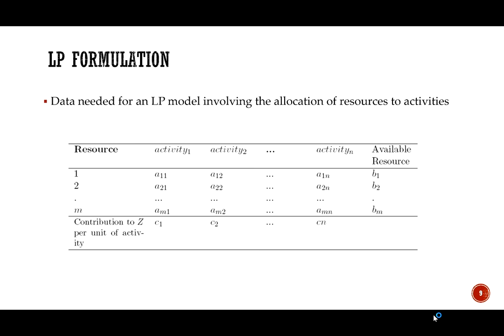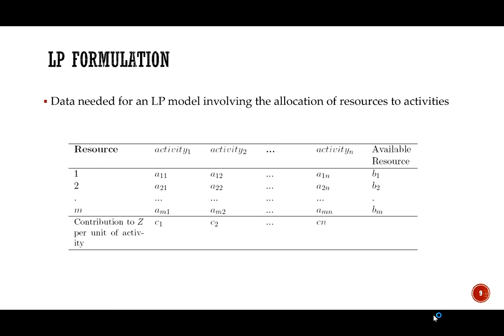Now let's briefly talk about data requirement input parameters for an LP model. You can see a table in this slide which has several columns and several rows. The columns, activity 1 and activity 2, refer to decision variables, so we can change those values. And each row refers to the resources available for producing those activities.